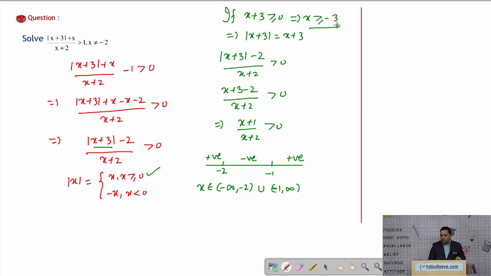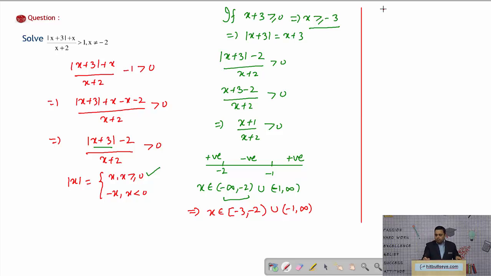But here we have x greater than or equal to minus 3. That means we cannot write it as minus infinity to minus 2, but actually x is greater than or equal to minus 3. That means the solution set will be x belongs to minus 3. Now x is greater than or equal to minus 3, so minus 3 will be included in the solution. So minus 3 to minus 2 union minus 1 to infinity.